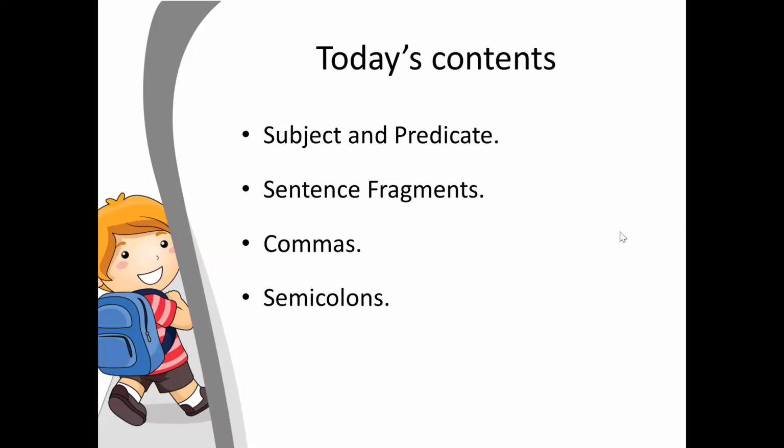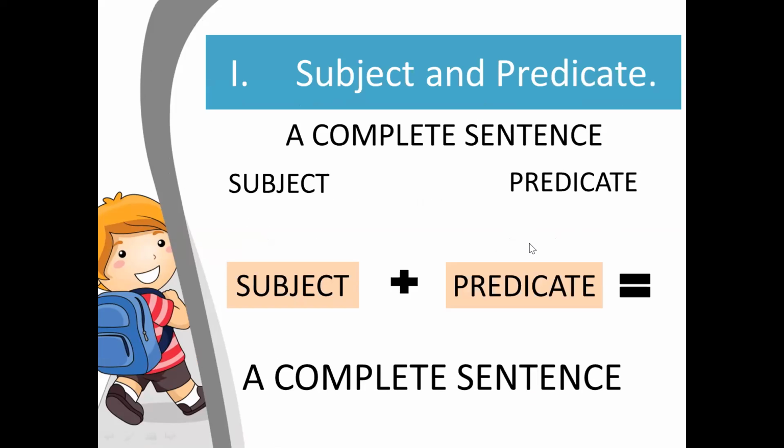Hello everyone, welcome to our class today. So today we are going to learn about subject and predicate, sentence fragments, commas, and semicolons. So Tuấn, can you show the students about subject and predicate?